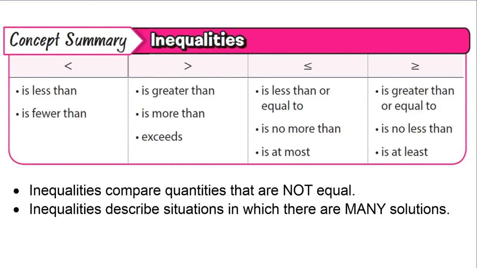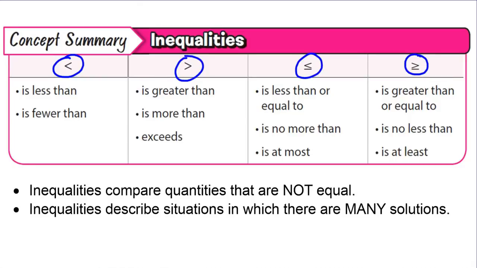So here are the symbols and what they mean. We often get these flipped around or confused. The less than symbol is pointing to the left. So less than is left, or it kind of looks like an L that's a little crooked. The greater than symbol is pointed to the right. Less than or equal to is the less than sign with the line under it, and the greater than or equal to sign is the greater than symbol with the line under it. So remember, inequalities compare quantities that are not exactly equal.